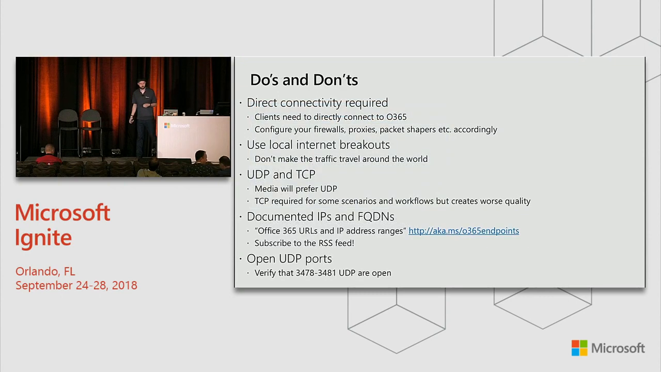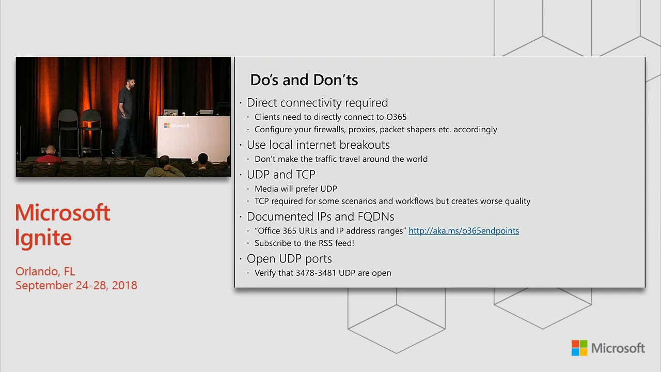So do's and don'ts. Yes, direct connectivity. Don't put stuff in between. We have very concrete and direct guidance. If you're going to connect to Office 365, don't put stuff in between. Packet inspectors, proxies, let them connect correctly. Use bypass on those firewalls, those proxies, things like that. Use local internet breakouts. Use UDP. It'll vastly improve your media quality.